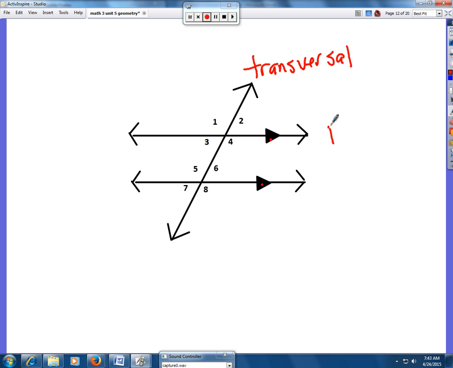So we know these are parallel lines because of this symbol. And this is a transversal because it cuts through the parallel lines. And you notice that we made several angles because of that cut through. There's 8 special angles there. And we're going to look at the properties of those special angles.